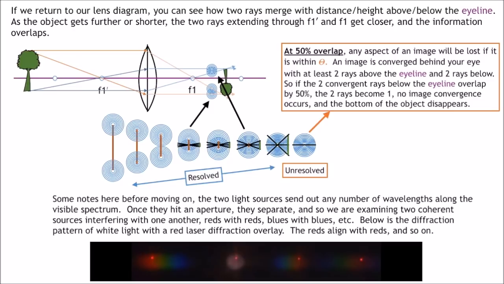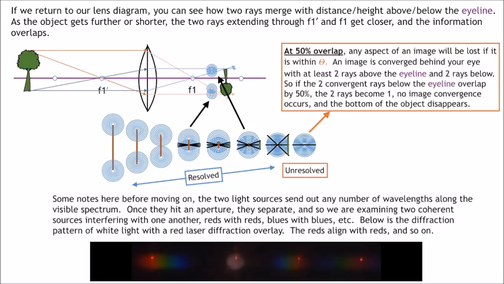You can see how the constructive zones get fewer and fewer with more and more angle divergence until you get to the unresolved 50% overlap point. So again, at 50% overlap, any aspect of an image will be lost if it is within theta. An image is converged behind your eye with at least 2 rays above the eye line and 2 rays below. So if the 2 convergent rays below the eye line overlap by 50%, the 2 rays become 1. No image convergence occurs, and the bottom of the object disappears.